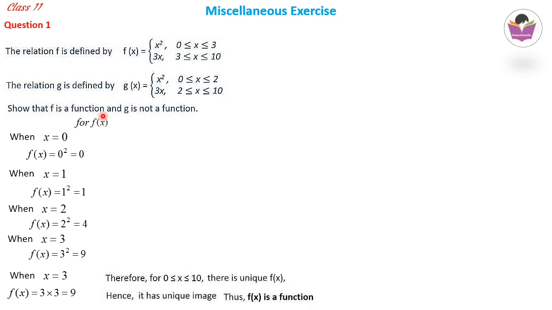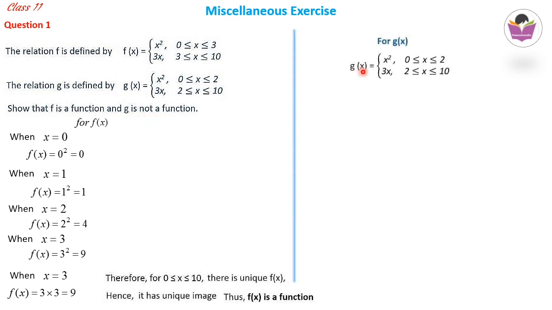So the first portion we have completed, we have proved. Now we have to go with g. We have to prove g is not a function. For that, g of x is x square if 0 less than or equal to x less than or equal to 2, and 3x if 2 less than or equal to x less than or equal to 10. Here also 0 to 10 is there, and 2 is repeating in both the functions. So when x is equal to 2, we can take it directly, because it is quite clear here that it is not a function. In the first function 2 is there, so I can take x square.